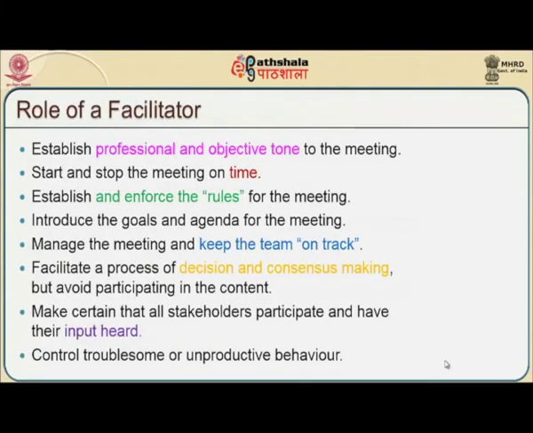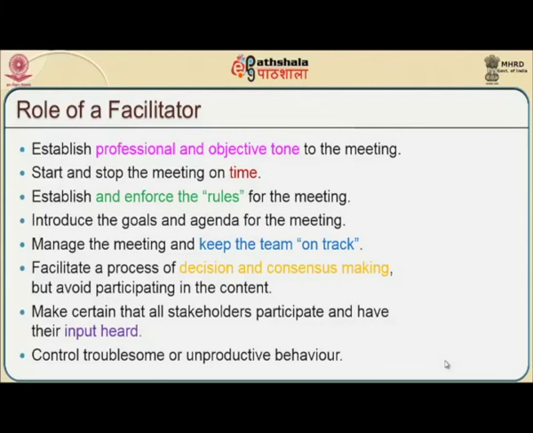During this phase of the workshop, there will be a facilitator who will be actively involved in understanding the stakeholders' needs. So the role of a facilitator is to establish a professional and objective tone for the meeting. He will start the group discussions between the stakeholders, and he is the one who stops the meeting on time. His role is to establish and enforce the rules of the meeting, introduce the goals and agenda for the meeting, and he is the manager who keeps the time and the track with which it has to go.